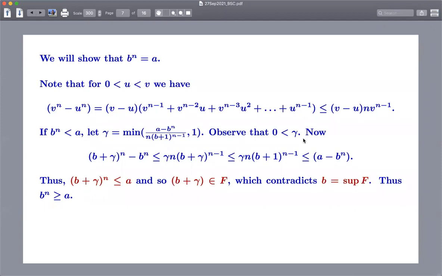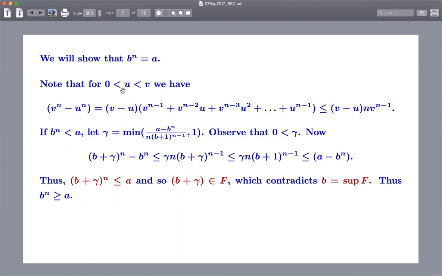That's it. Beyond that, you are not given anything else. So how do we now show that b power n is equal to a? The first step is that for u less than v and n an integer. Somebody could argue, why worry about integer? Won't the same proof work for all? But no, some of the steps we are using actually need positive integers.